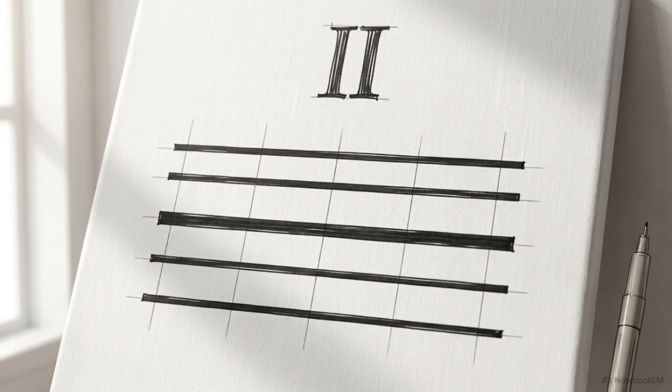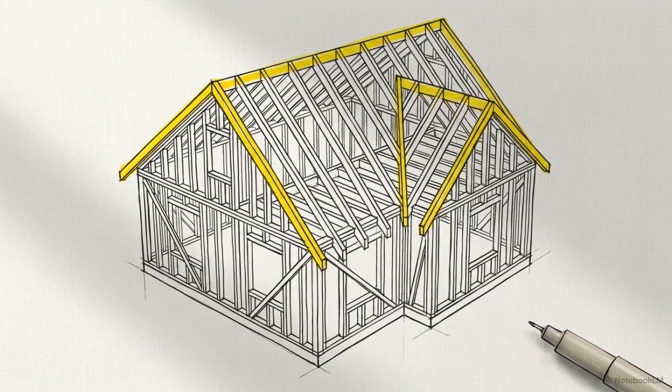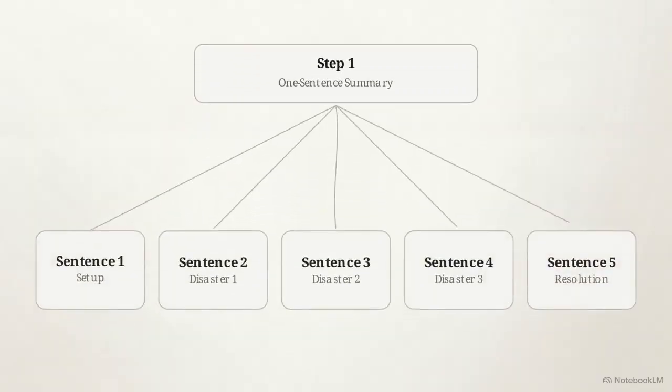Now move to step 2, the foundation paragraph. Expand your single sentence into 5 distinct sentences. This is the architectural frame of your story. Sentence 1 establishes the setup, and sentence 5 provides the resolution. As the diagram shows, the single sentence cascades into 5 distinct blocks.